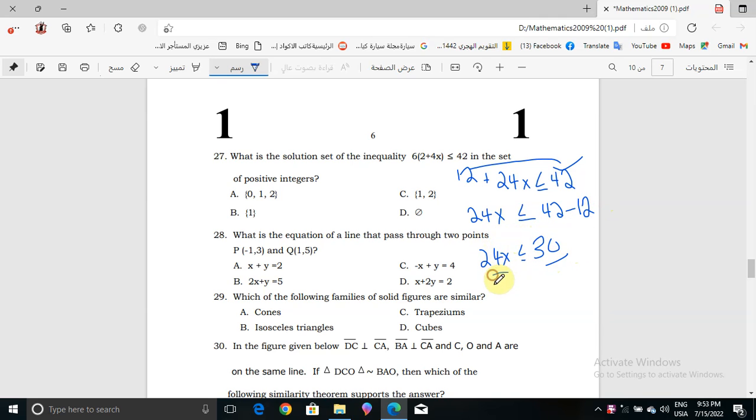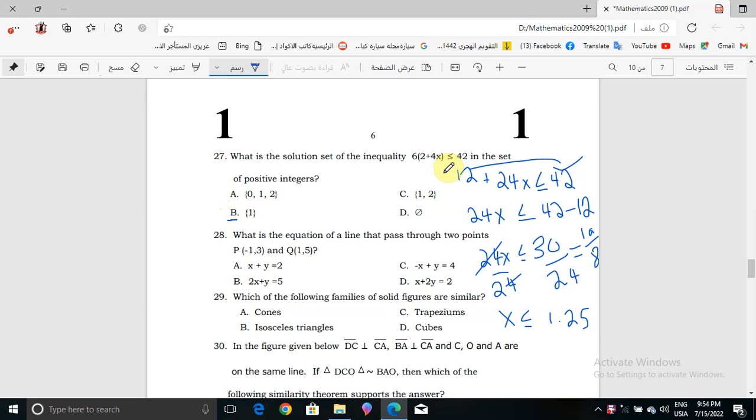Then divide both sides by 24. The last answer will be 10 over 8, so that means x is less than or equal to 1.25. Why didn't we change the sign? Because it was divided by a positive number, not a negative number. So the sign stays as it is. Then the solution set will be 1.